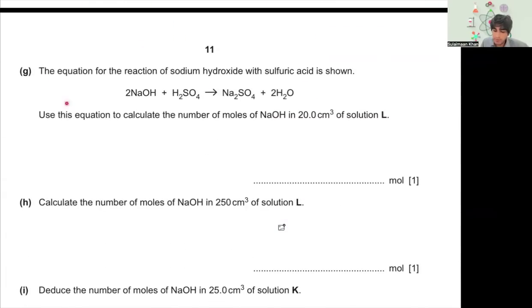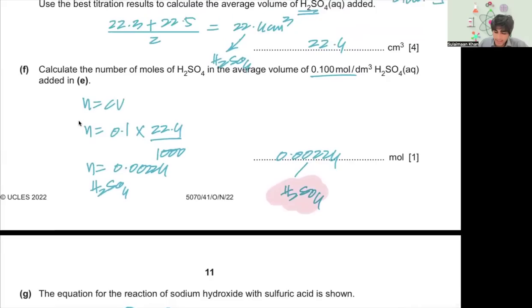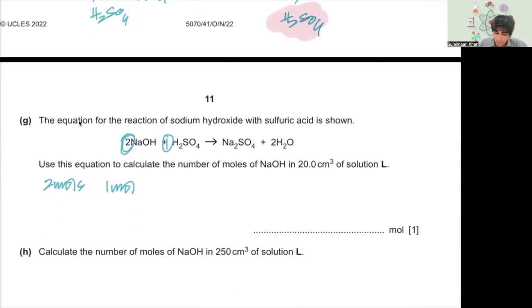So see, he's going to give you the equation in the next step. He's saying use the equation to calculate the moles of NaOH in 20 cm cube of solution L. So I know that 2 moles of NaOH react with 1 mole of sulfuric acid. Can you guys see the screen? It's glitching for me. I'm just writing blindly now. And so how many moles did I calculate here? 0.00224.